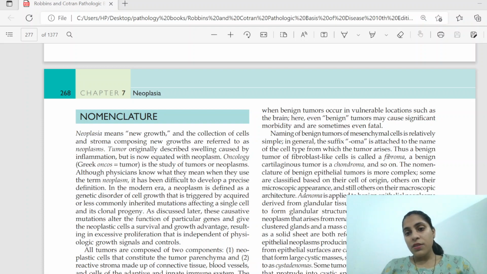To start with, today we are starting Robbins Neoplasia. As it is a very high yielding topic, we are starting the series from Neoplasia. Okay, so to start with, Neoplasia.